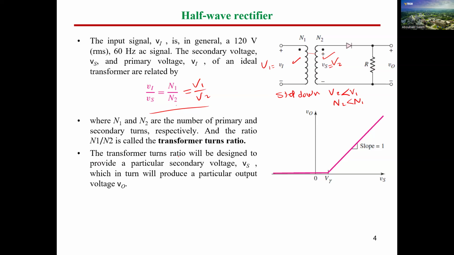The transformer turns ratio will be designed to provide a particular secondary voltage Vs or V2, which in turn will produce a particular output voltage Vout. So here the output of the transformer itself is V2, and for sure you will have some voltage drops in the middle. You will convert the AC to DC by means of this diode, and by the end we will have Vout on our connected load here.